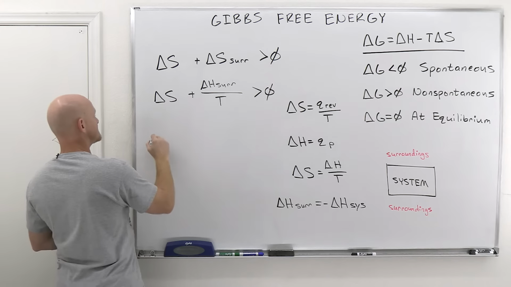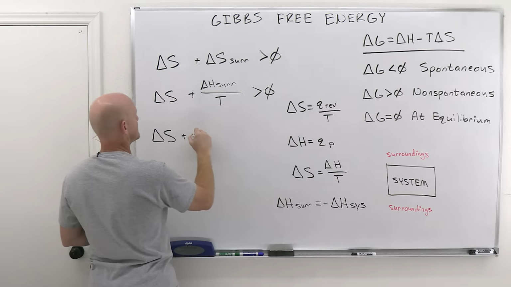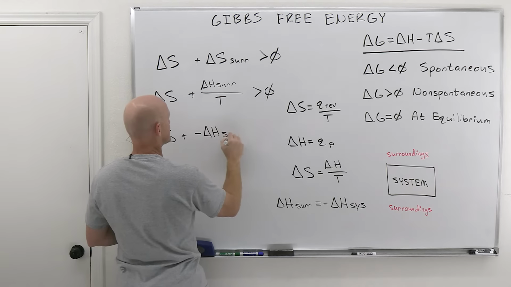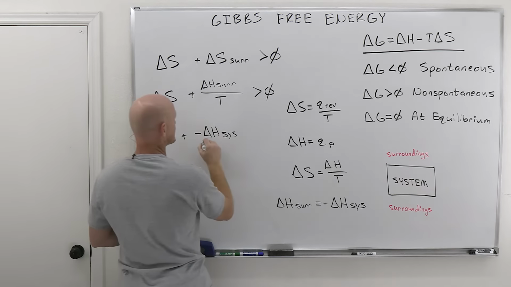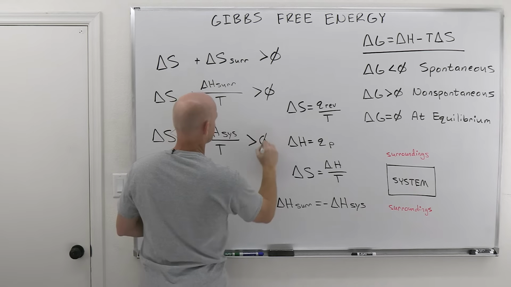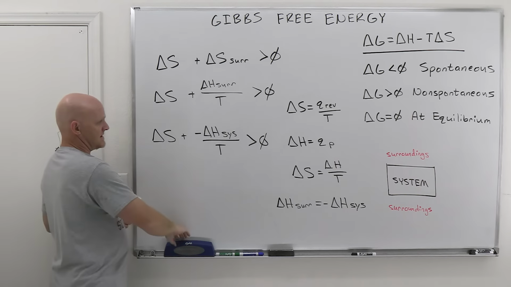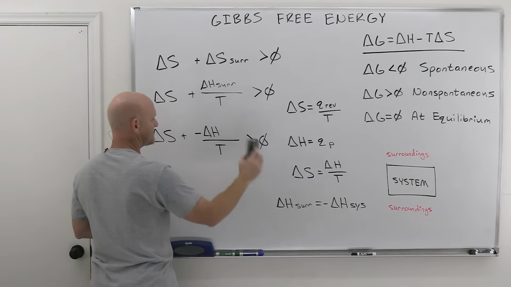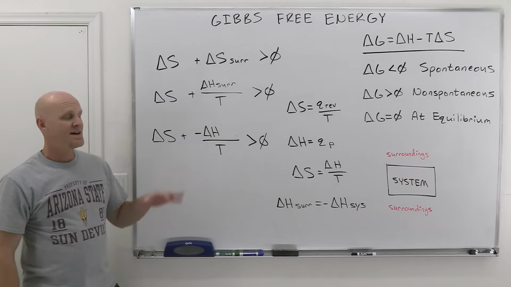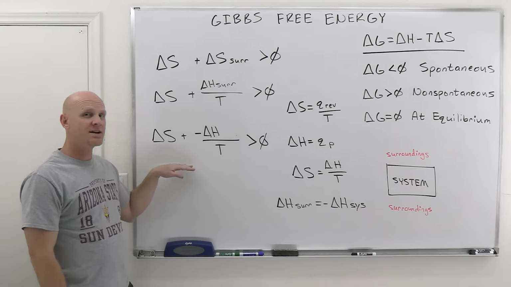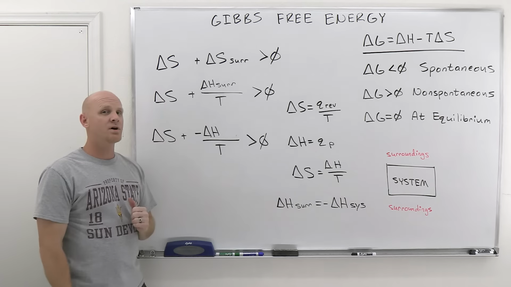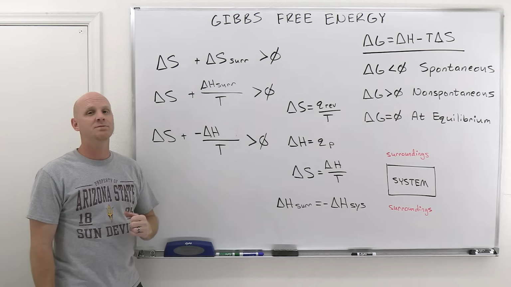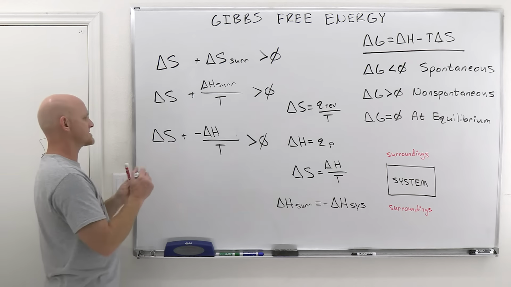And so we can rearrange this a little bit further and go delta S plus, we'll put a negative sign in there, negative delta H of the system over T, I'll erase that in a second, is greater than 0. Once again, we don't actually need to label the system, so we'll take it off. The interesting part here is that now I've got an equivalent expression to the second law of thermodynamics for the requirement of a spontaneous reaction: delta S minus delta H over T has got to be a positive number.